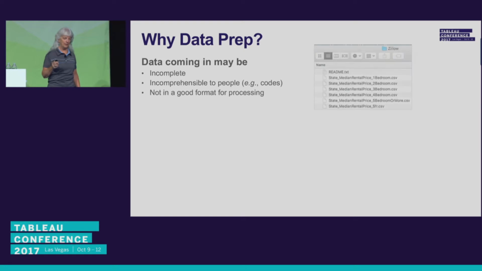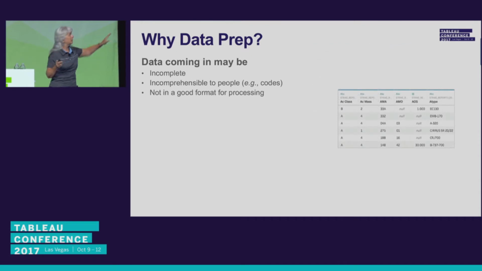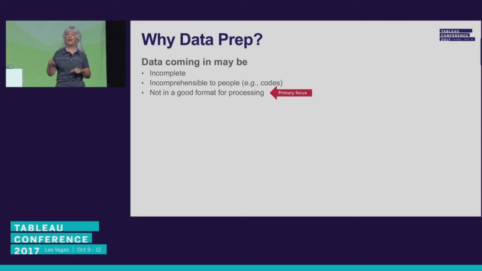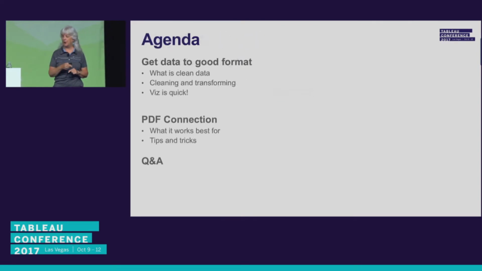Why do we need to do data prep? The data coming in could be incomplete. You need to combine several different files together to have enough records to have all of the data. Or it could be missing some attributes of each record and you might need to join another table in. It could be incomprehensible. The field names could be some kind of abbreviation that nobody knows what they mean. Or the actual data could be codes of some kind and you would need to join in a translation table so that people know what they mean. Or finally, the data could just be in not a good format for processing. And that's what we're going to be talking about in most of this talk.